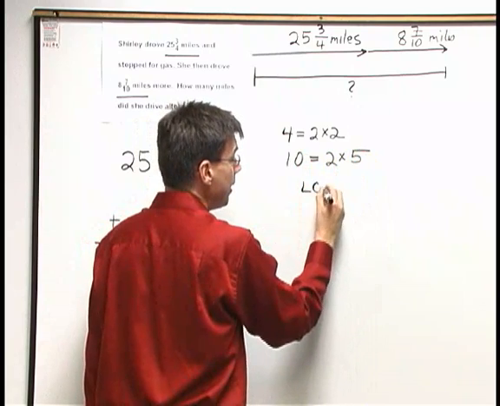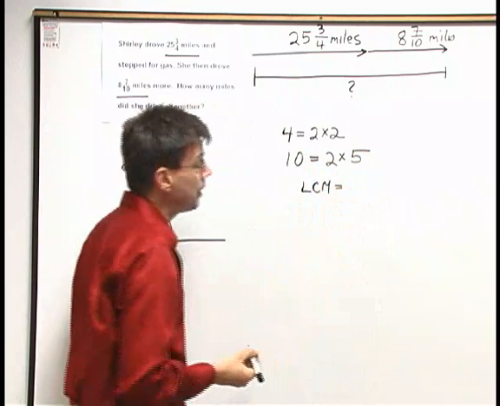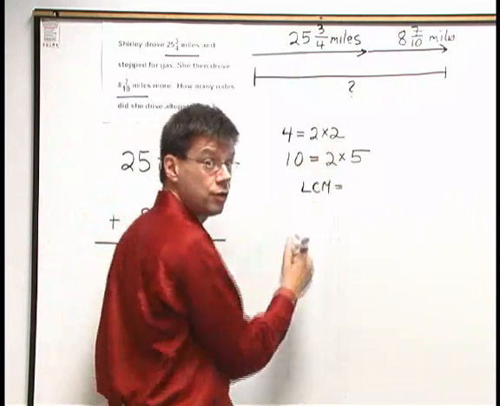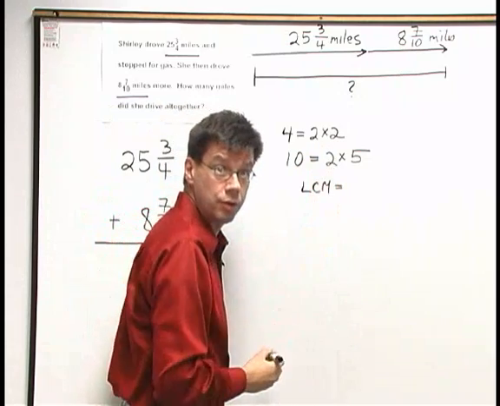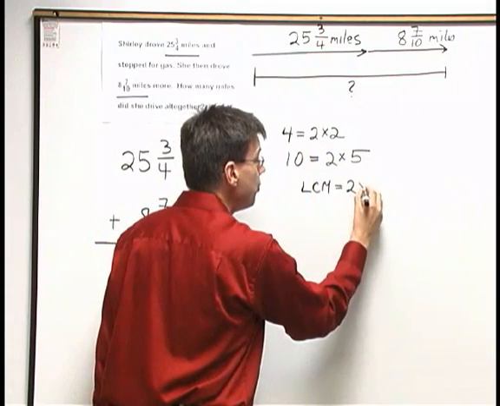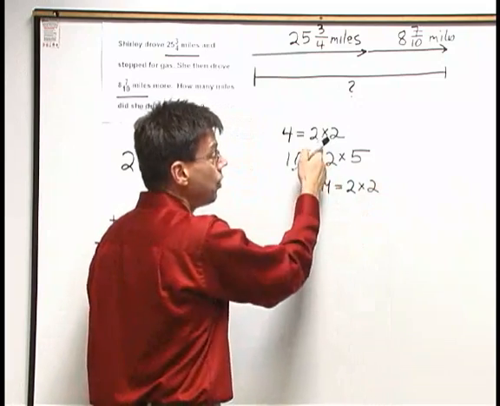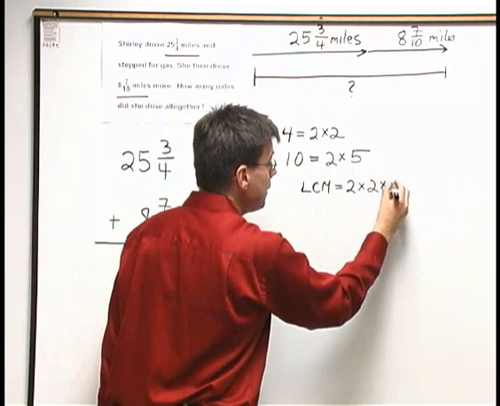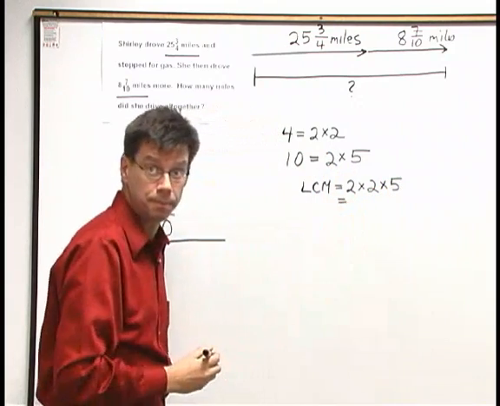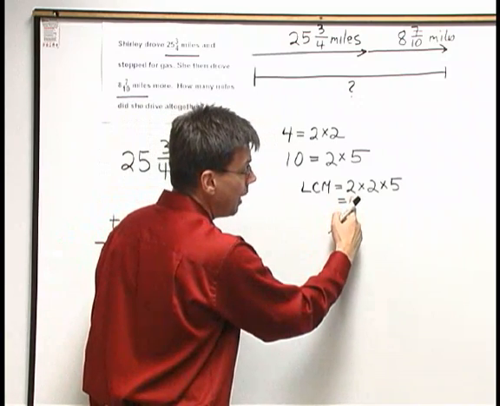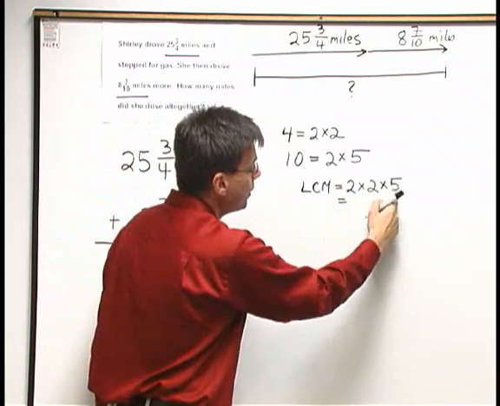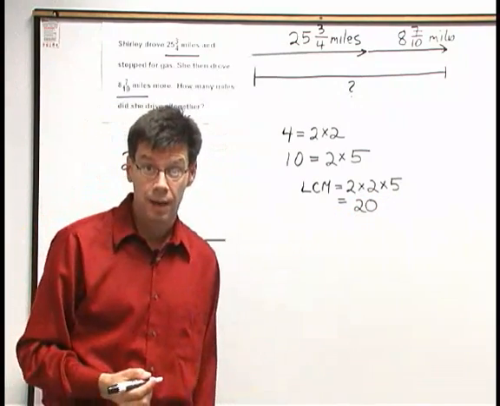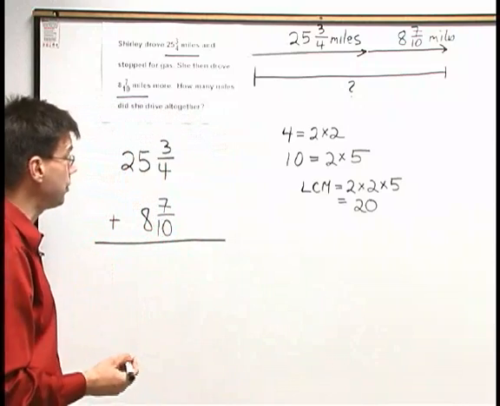And so my LCM of those two will have factors of 2 and 5. Let's determine how many. There are 2 factors of 2 for the 4, 1 factor of 2 for the 10. The most number is 2. I need 2 factors of 2. There are no factors of 5 in the 4, but there's 1 factor of 5 in the 10. So I need 1 factor of 5 for my LCM. Now I'll multiply 2 times 2 is 4, times 5 is 20. 20 is my LCM. That's the common denominator I'm going to use when I add the fractions.